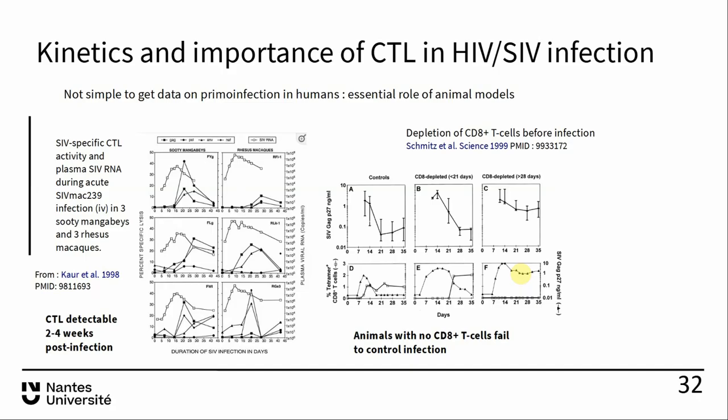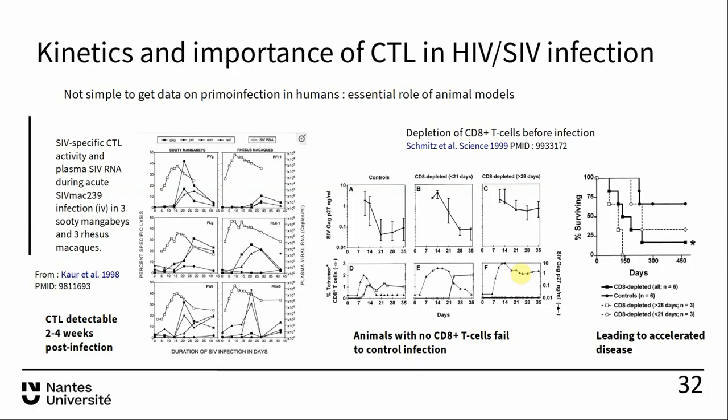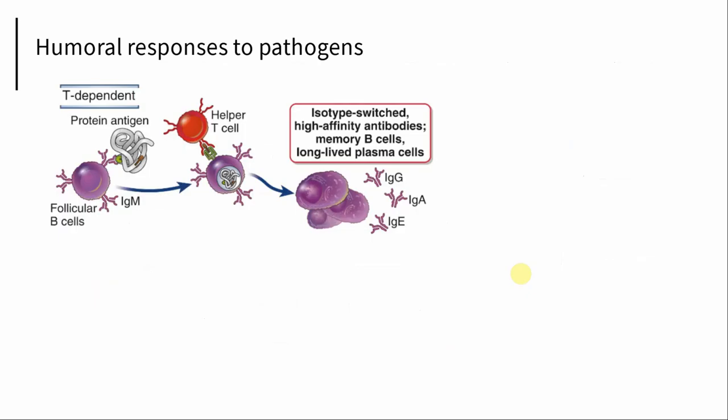And if you don't have a CD8 T cell response in this model, the animals that were CD8 depleted for more than 4 weeks all died in less than 6 months. Of the animals with a normal CD8 response, the controls, 3/4 of them survived for a year. So that's the role of CTL: at the end of an infection, or in a chronic viral infection, eliminating all the infected cells.